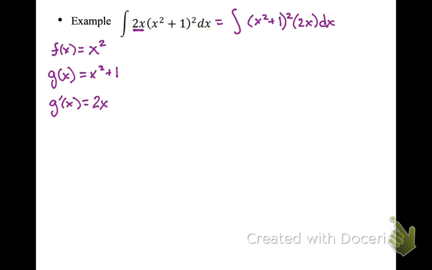So we're going to go backwards, okay? So we're going to add 1 to the square and get what? 3. So that means I divide by 3, yes? So that would be 1/3 x squared plus 1 cubed plus c.